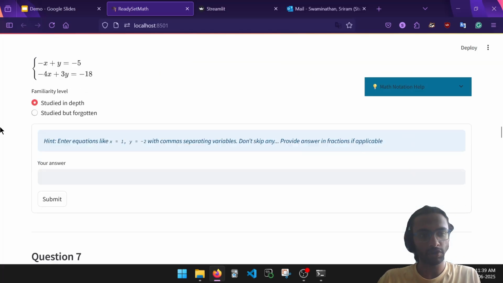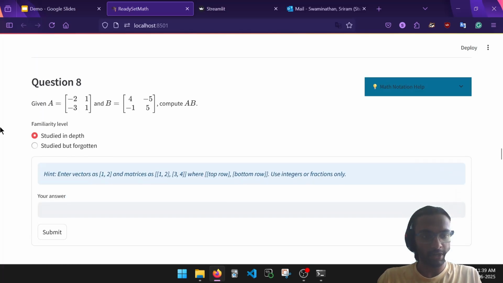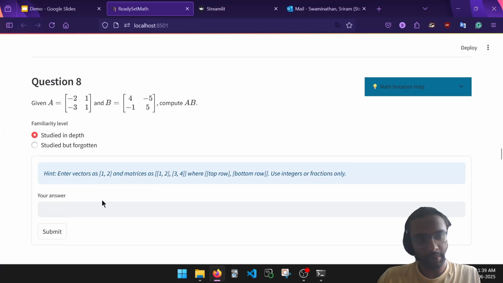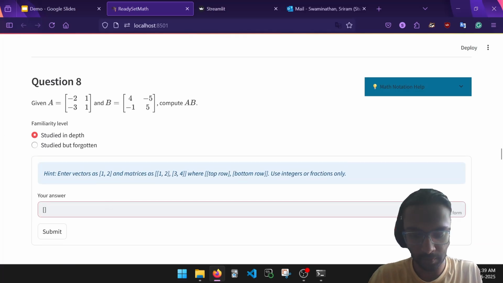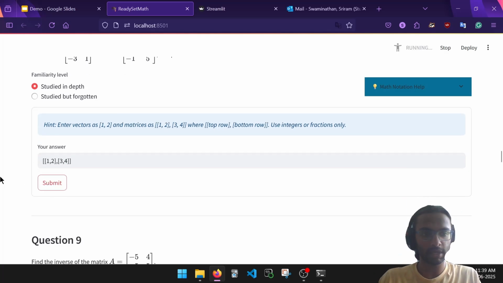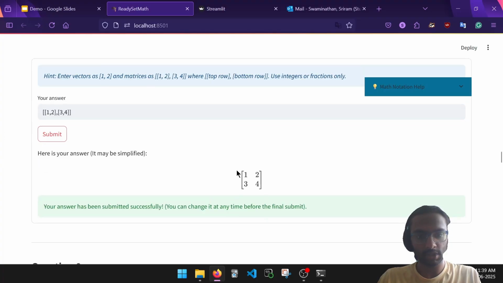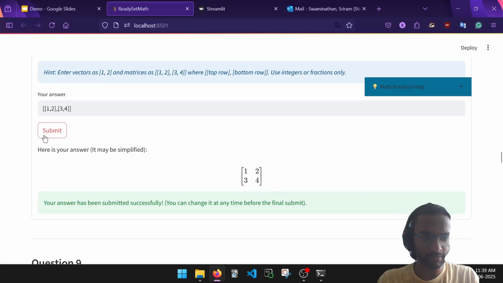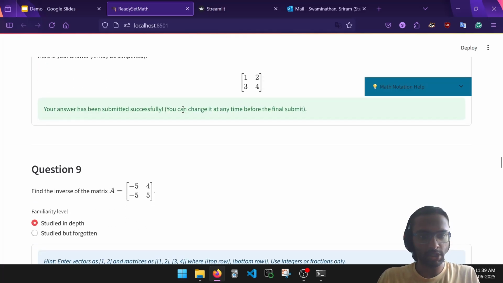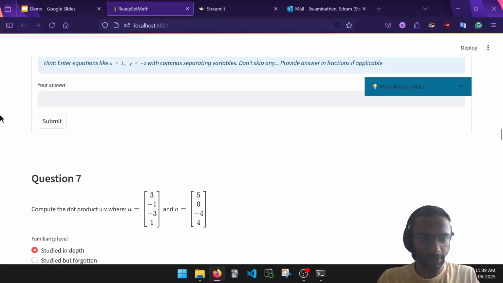Besides this, we also have support for rendering things in LaTeX, for example, matrices. So maybe I'm not sure what this looks like. If I simply click the submit button, I can see what my answer is interpreted as. And don't worry, you can change it at any time before the final submit.